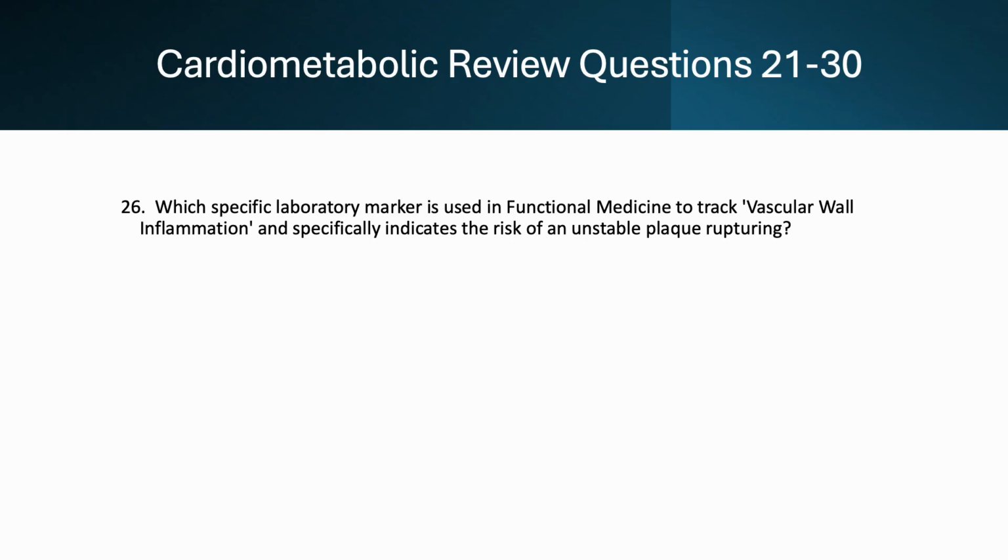Question number 26. Which specific laboratory marker is used in functional medicine to track vascular wall inflammation and specifically indicates the risk of an unstable plaque rupturing? A. Fasting insulin. B. Total cholesterol. C. Hemoglobin A1C. D. Lipoprotein-associated phospholipase A2.